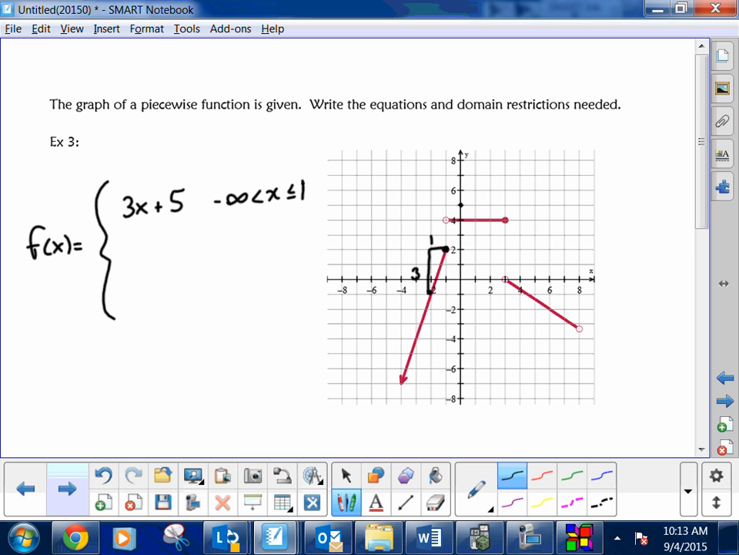It exists from negative infinity to negative 1. Do you see how I wrote positive 1? Yes, this needs to be fixed. From negative infinity to negative 1. Now the next line, being a horizontal line, what is the equation for that one?